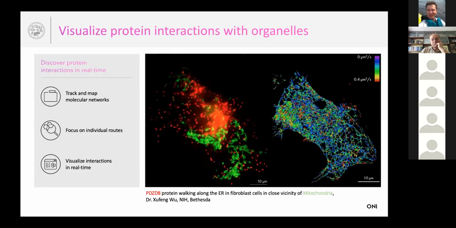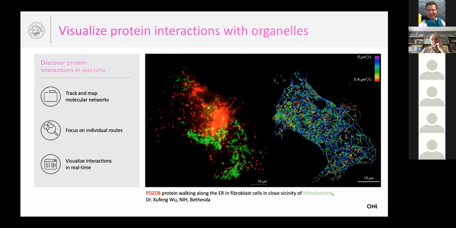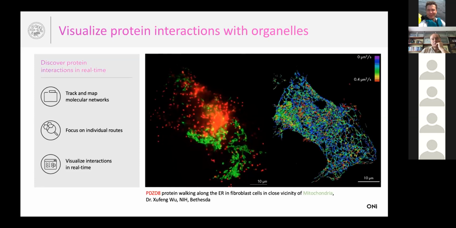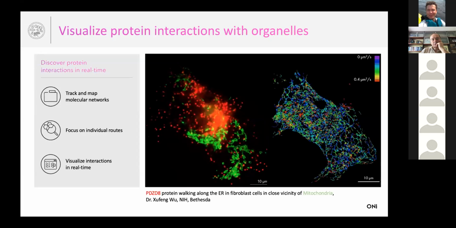Now, we can actually follow this on a population level, but we also have the ability to zoom in and look more precisely at how PDZD8 interacts with, in particular, membrane contact sites. And this allows us then to focus on these individual routes, and we can consider then potentially protein-protein interactions. And this in turn will allow us to understand how cell morphology might be regulated, as well as the cytoskeletal organization.